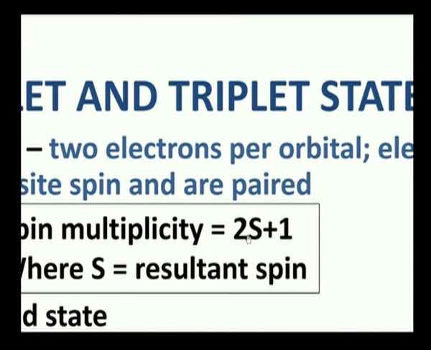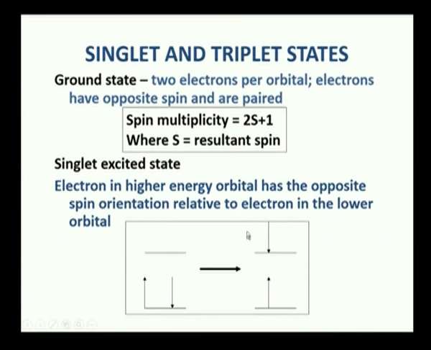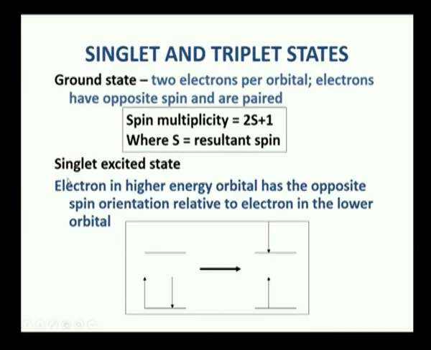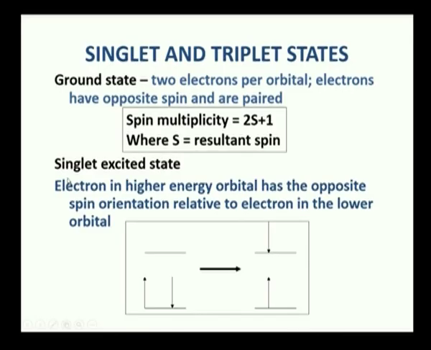So the ground energy level is given as a singlet. The ground state of the molecular energy levels is denoted by S, meaning it has a singlet state, where spin multiplicity is equal to 1. In the case of excited states, we have two different orientations, and accordingly they are denoted as singlet states and triplet states. Let us see how this happens.